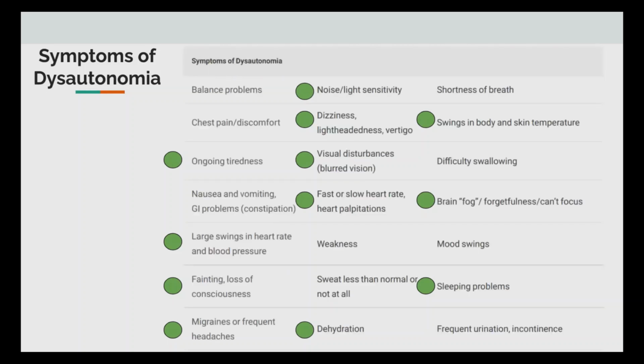Again, as you saw in the video, there are many, but here are pretty much the bigger ones and hallmarks of it. And the ones with the green dot next to it are the ones I have. Symptoms include balance problems, noise and light sensitivity, shortness of breath, chest pain, discomfort, dizziness, swings in body and skin temperature, ongoing tiredness, visual disturbances, difficulty swallowing, nausea and vomiting, fast or slow heart rate, brain fog, large swings in heart rate and blood pressure, weakness, mood swings, fainting and a loss of consciousness, sweating less than normal or not at all, sleeping problems, migraines or frequent headaches, dehydration, and frequent urination.